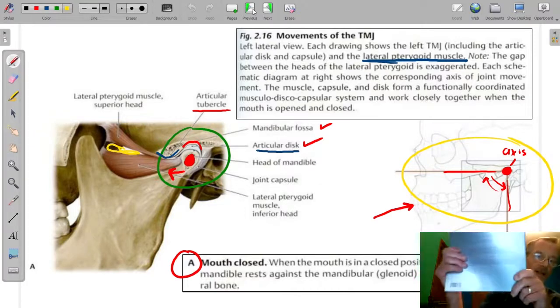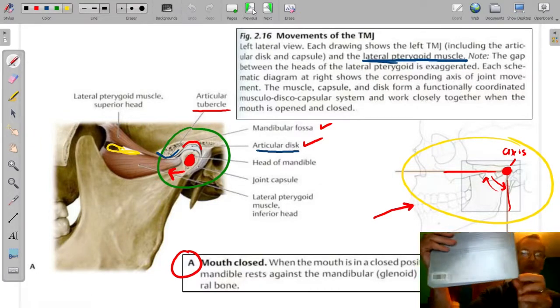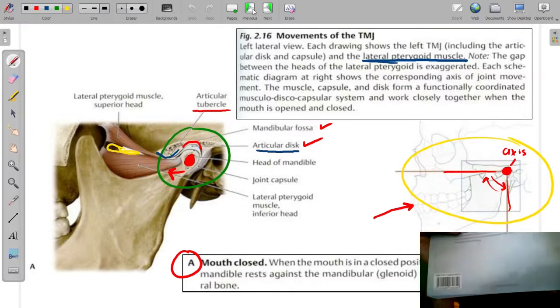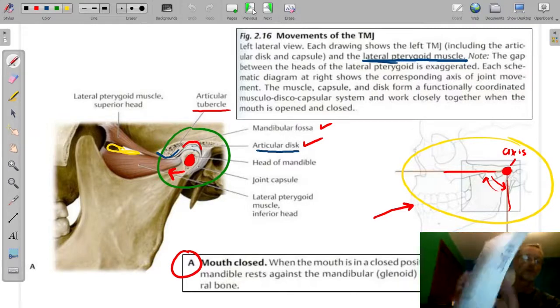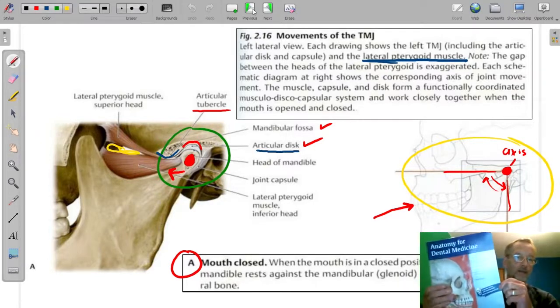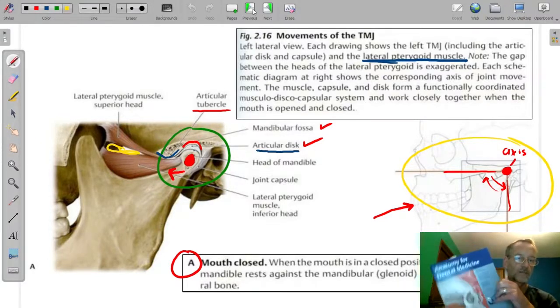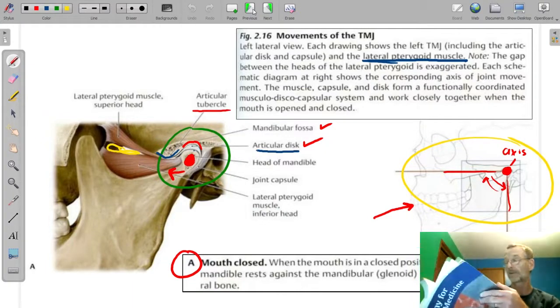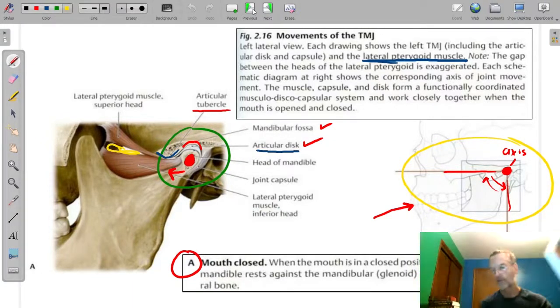Here's the ISBN number for this book. The ISBN numbers are constantly changing, so I don't know if that is helpful or not. If you just Google TMJ, and this one's Anatomy for Dental Medicine, you'll find something. It's a good reference. I think it's maybe $50-ish, maybe less. And it's a great reference if you want to keep one. Not necessary for this class.